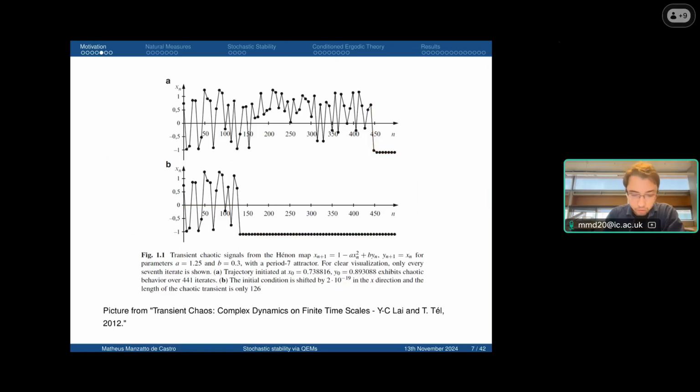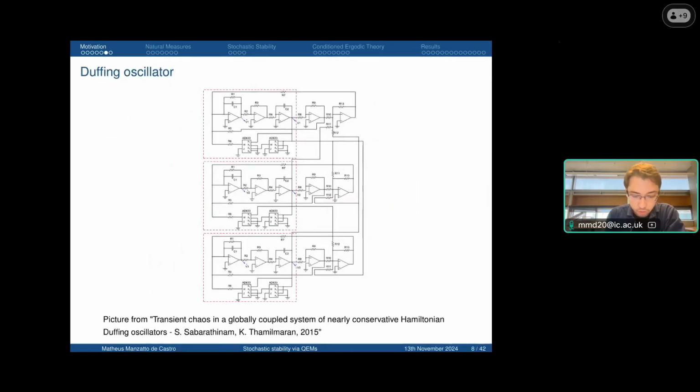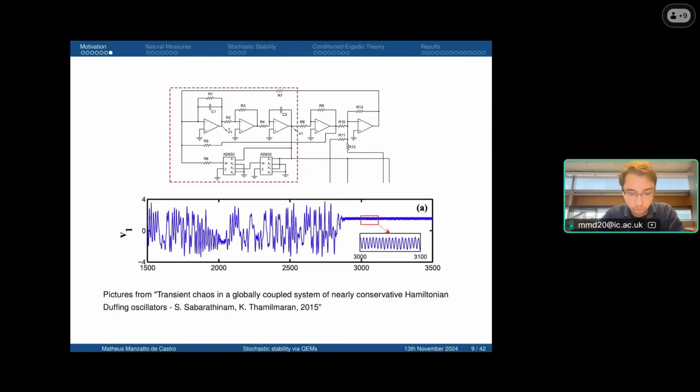Okay, and this also happens in a lot of physical systems. For instance, one place where you can observe this type of behavior is in this Duffing oscillator. It's an extremely complex circuit, but what is important to notice here, so I will zoom in on this part, is that this circuit has something called feedback. That is, the output of your circuit goes back to the input of the system. So this generates some instability and your system needs some time to stabilize.